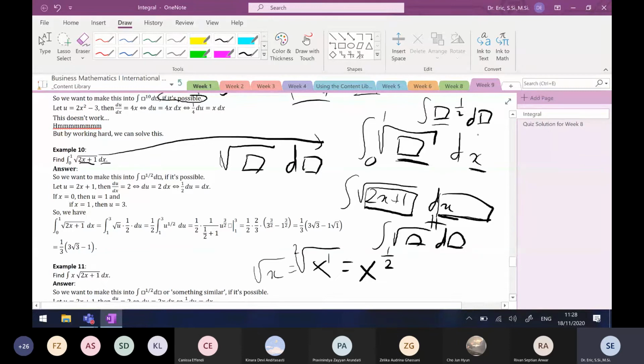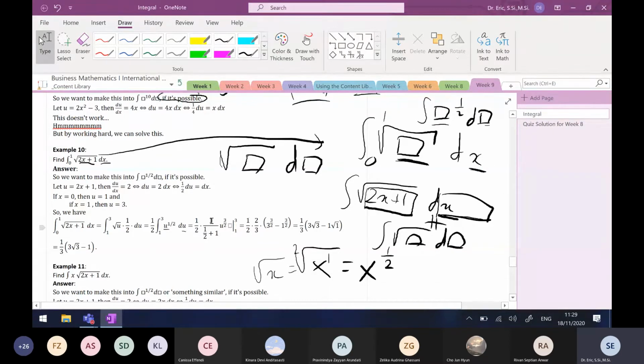This is the same. You look at this, the same. So I can use the direct method with the box changed into u. So you have a half as just a constant times 1 over a half plus 1, to the power of a half plus 1. A half plus 1 is 3 over 2, evaluated at 3 and evaluated at 1.